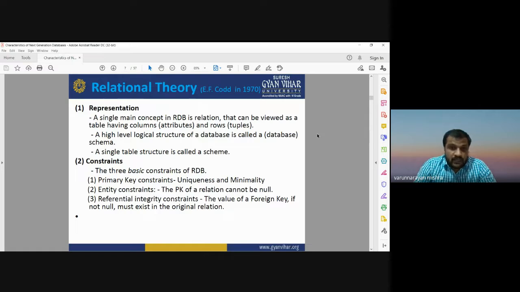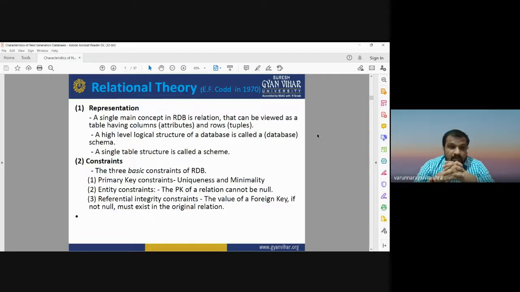In a relational database management system, the entire data sets are stored in the form of tables. That table may have some columns and some rows. The columns are considered as the attributes and the rows are considered as the tuples. The high level logical structure of a database is called a database schema, and the single table structure is called a scheme.